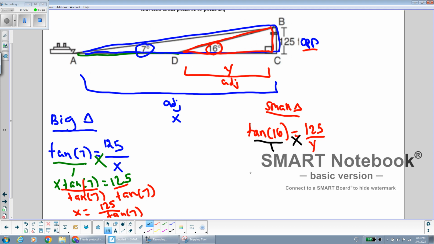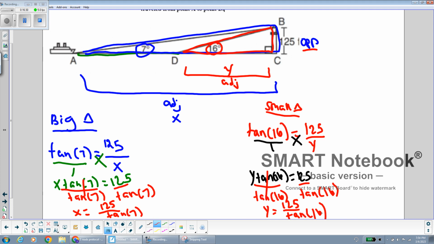Let's cross multiply. I have y tangent of 16 is equal to 125. Then I'm going to divide both sides by tangent of 16 to get the y by itself. So y is equal to 125 over tangent of 16.